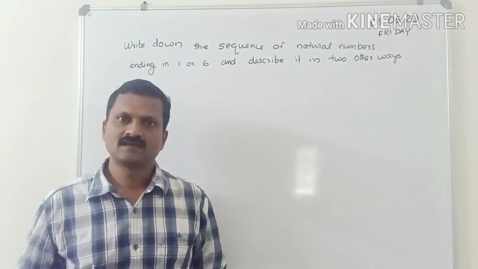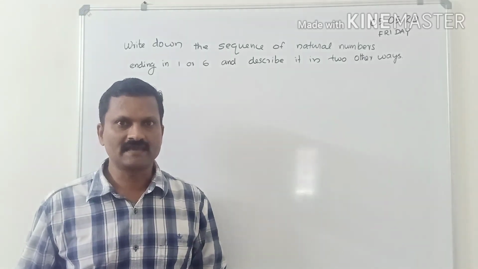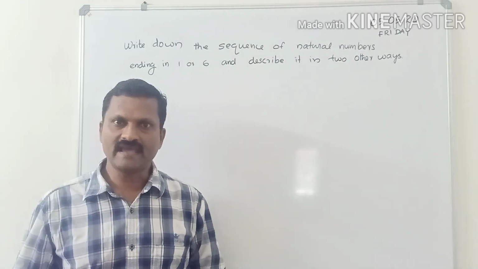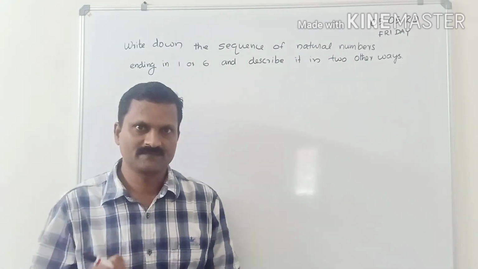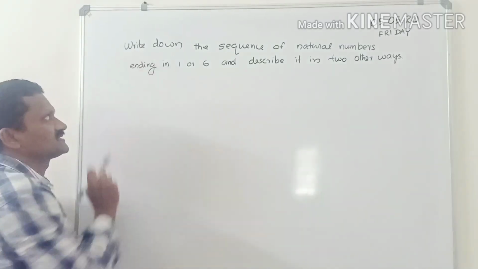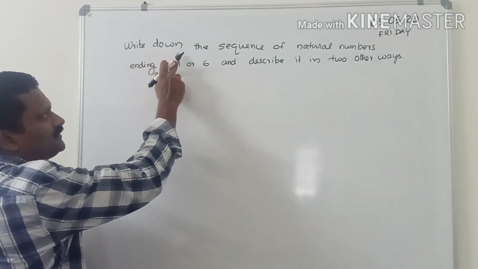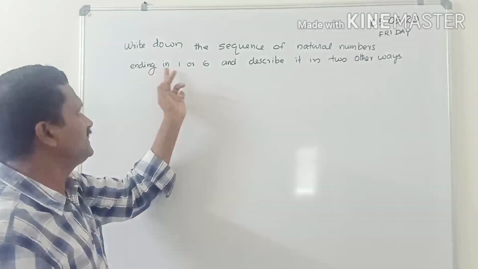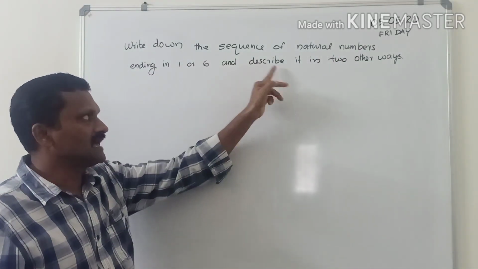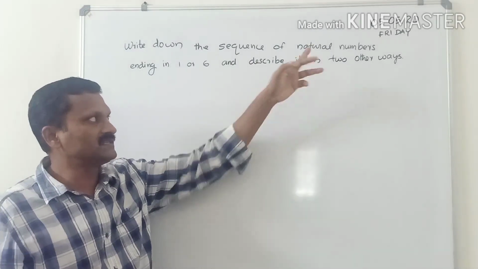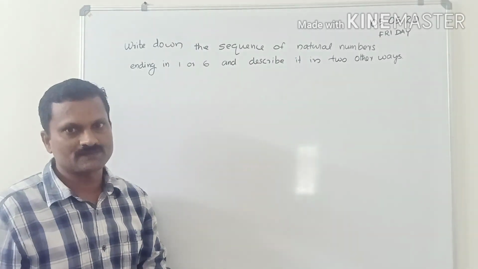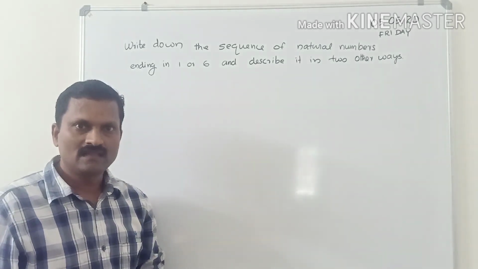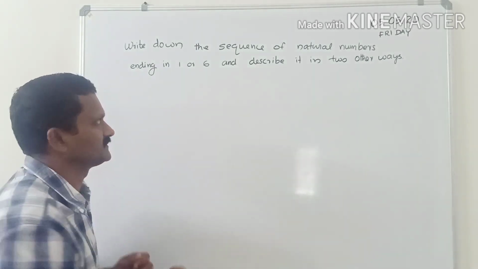Dear students, in the last class I gave two homework questions. First we discuss the answers. The first question is, write down the sequence of natural numbers ending in 1 or 6 and describe it in two other ways. I hope that all of you got the answer. Let's discuss the answer.